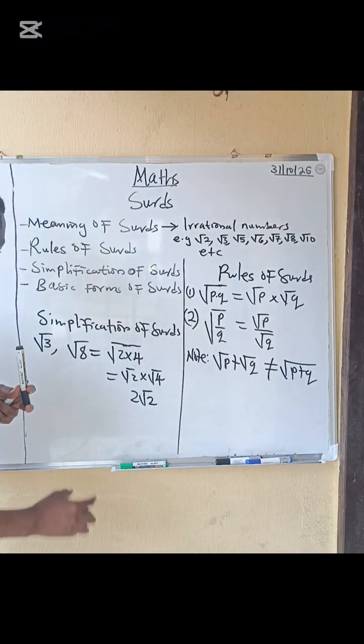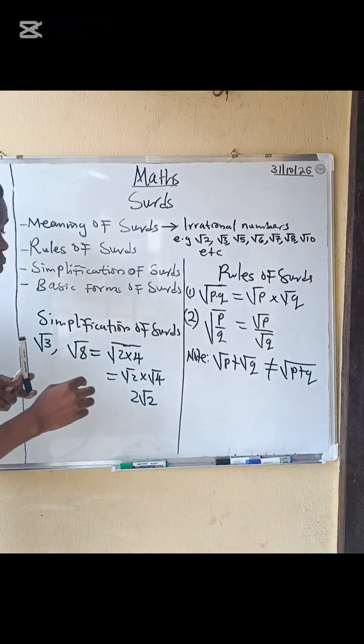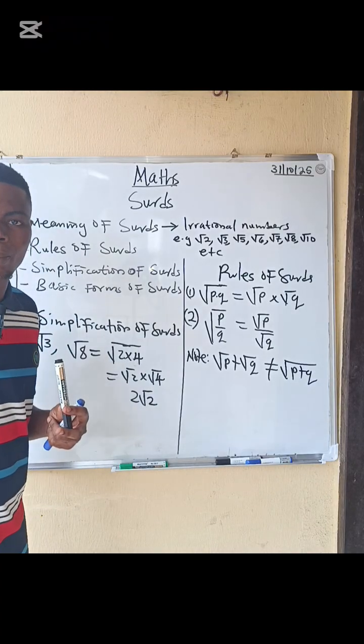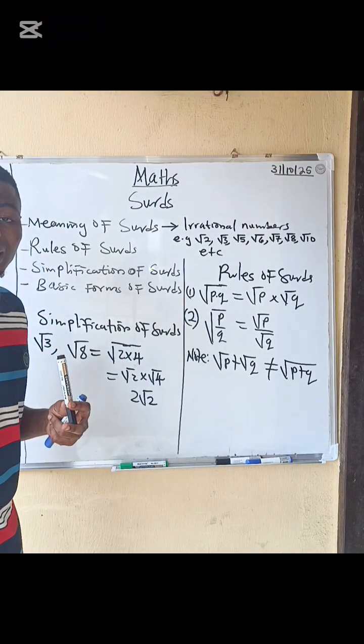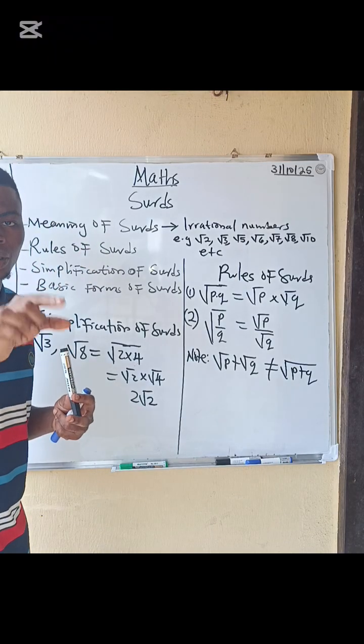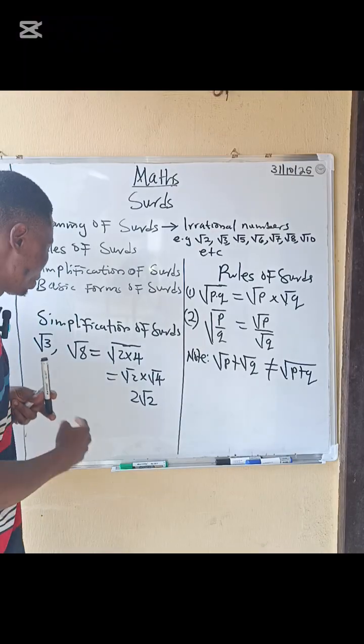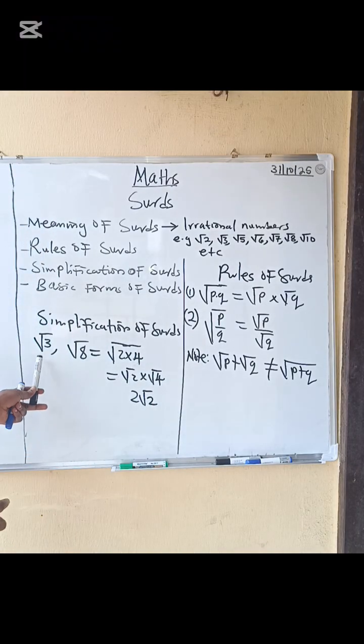But if you are asked to take root 3 to its basic form, it is already in basic form, because you cannot find two numbers such that one of them is a perfect square and the other is not, which when multiplied give root 3. So you cannot break this one down further. But how about this one?